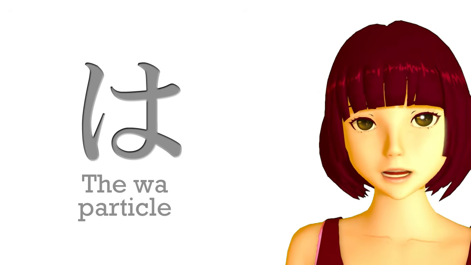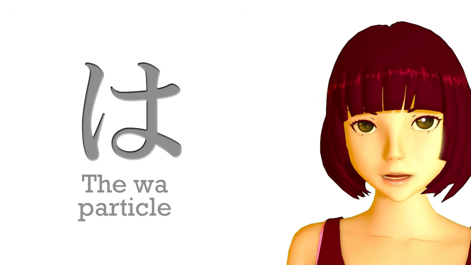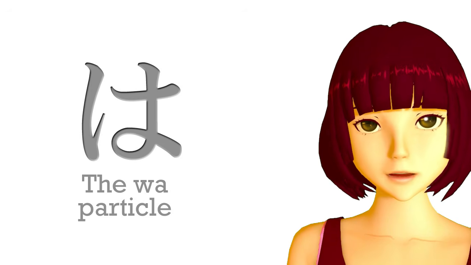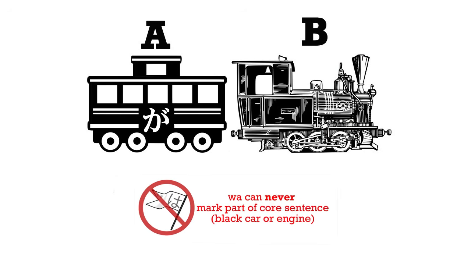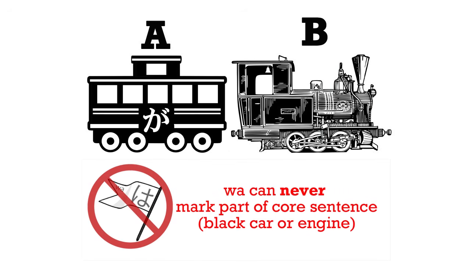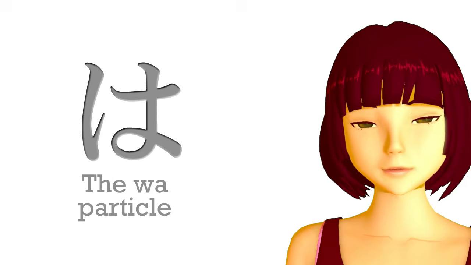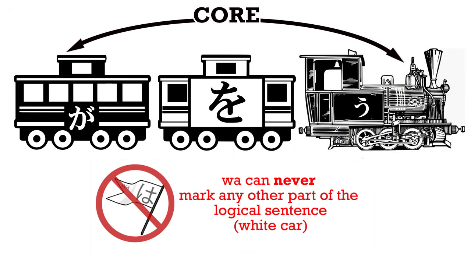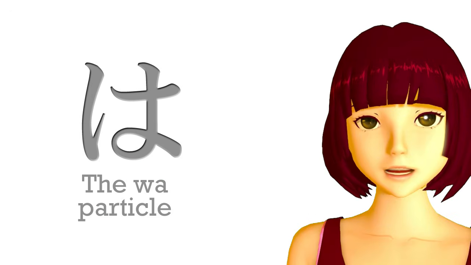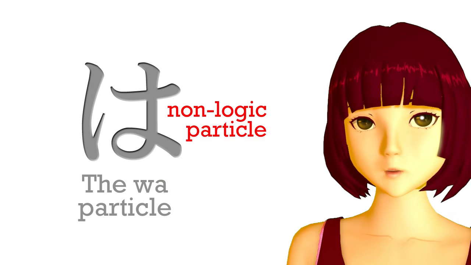However, we're now ready to look at the wa particle and find out what it does and, just as important, what it doesn't do. The wa particle can never be a part of the core sentence. It can never be one of the black carriages, the main car A, the thing we are saying something about, or the engine B, the thing we are saying about it. It can't be a white car either, because white cars, like the O car, are part of the logical structure of the sentence, and a wa-marked noun is never part of the logical structure of a sentence. Wa is a non-logical particle.